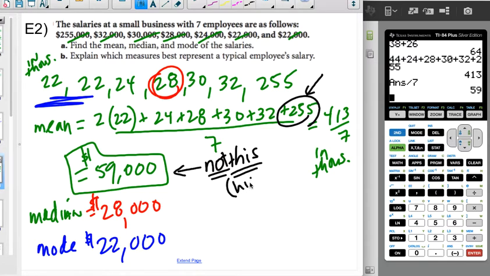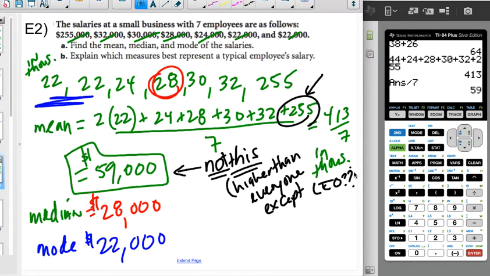This is much higher than everyone except probably the CEO or whoever that job is, right? But that's the only person getting that much money, so that's way too high. This is probably not the most representative because this is actually the bottom possible salary. Although it's the one that occurs the most, maybe that means there are more entry-level employees, that's significantly lower.